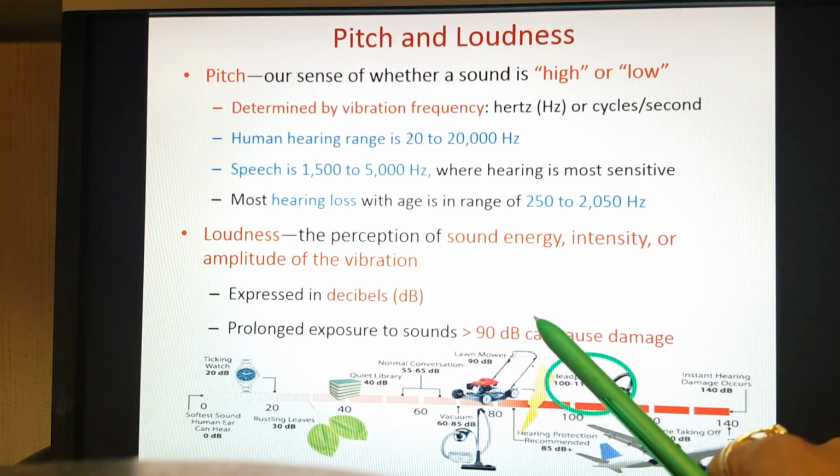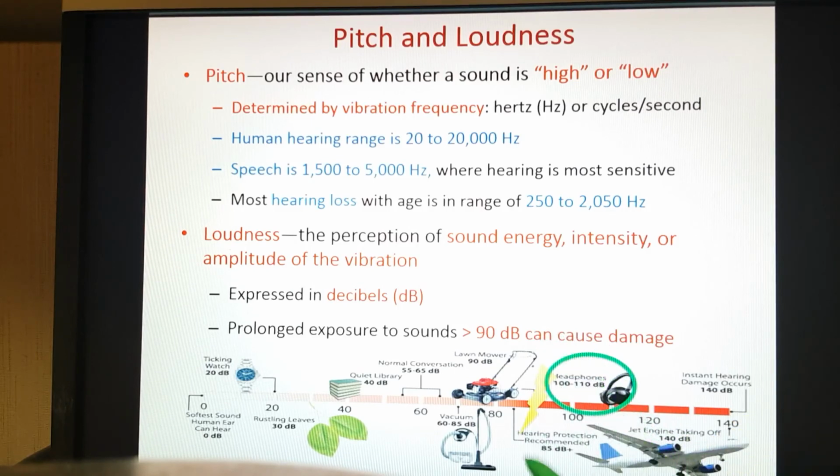Here is your moment where you have instant hearing damage just from the exposure. Sometimes your headphones, if they're up too loud, can cause you to have instant hearing damage in your ears. Jet engines, 140 decibels, so this is why your baggage people and people who are on the runway are always wearing hearing protection, just because a jet engine taking off is loud enough to cause instant hearing damage. So here's our location for the start of hearing damage. Anything above that, you're going to have increasing levels of damage.